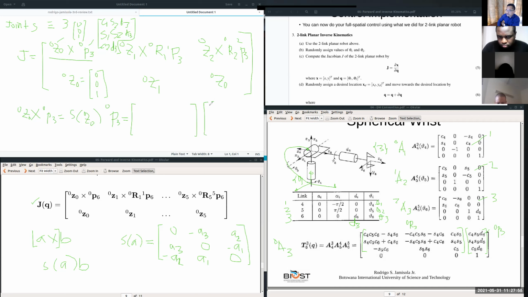So 0P3 is C1, S2, D3, S1, S2, D3, C2, D3. Okay, so now what is your 0? Here are all 0. This one is only 1 on the third component. So the third component is here. So here is 1, and that's negative, and here is 1. That's all, and the rest will be 0.